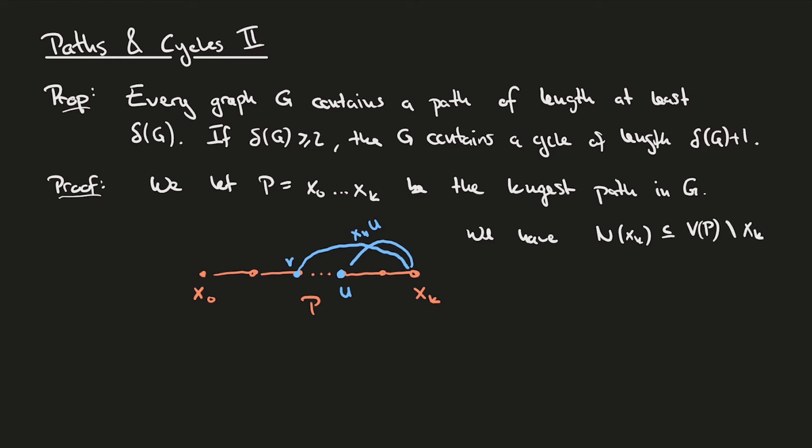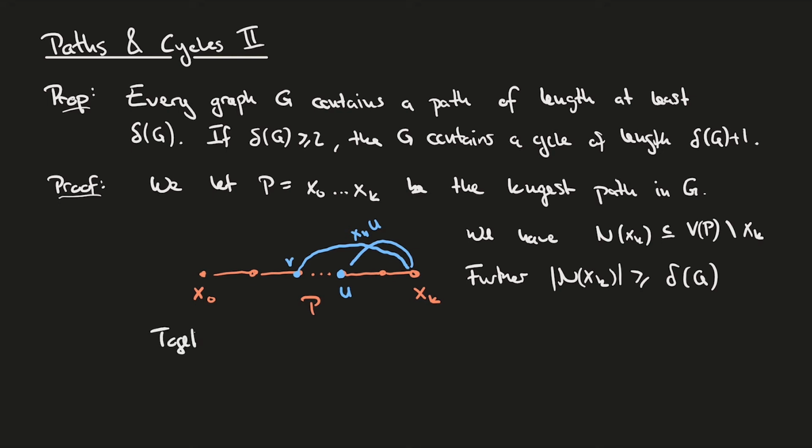The fact that the neighborhood of xk is a subset of the vertices of P follows from the previous argument, and the fact that it's also a subset of the vertices of P without xk follows from the fact that xk isn't part of the neighborhood of xk. Furthermore, we know that the neighborhood of xk contains at least delta G elements. This is because each vertex in G has at least degree delta G, and this means that it has at least delta G neighbors.